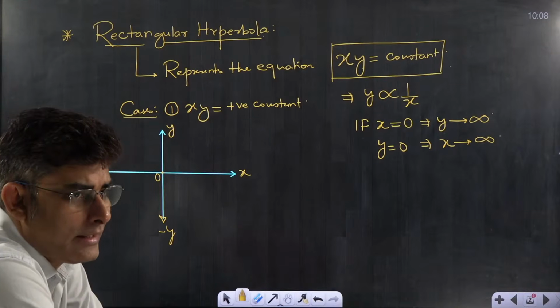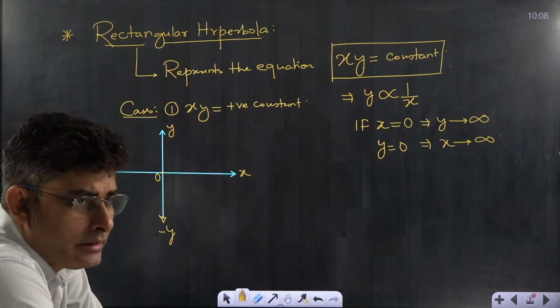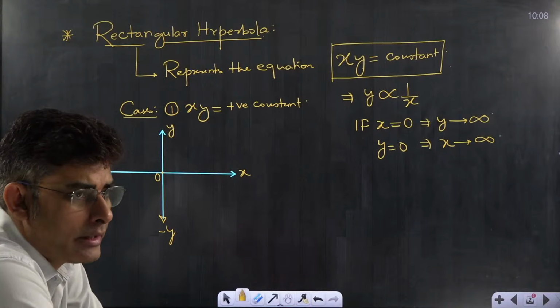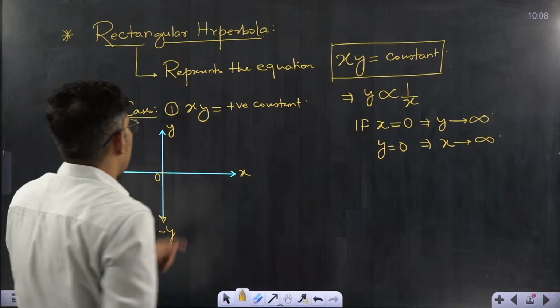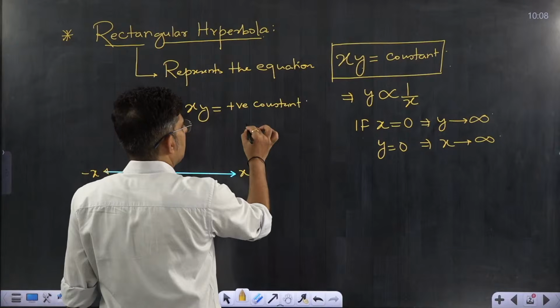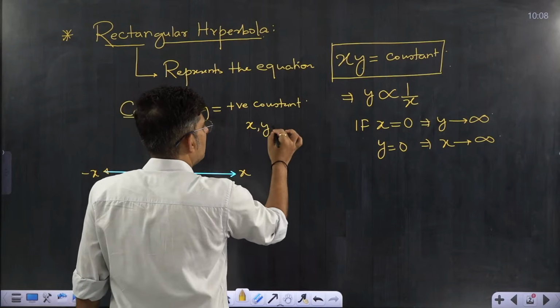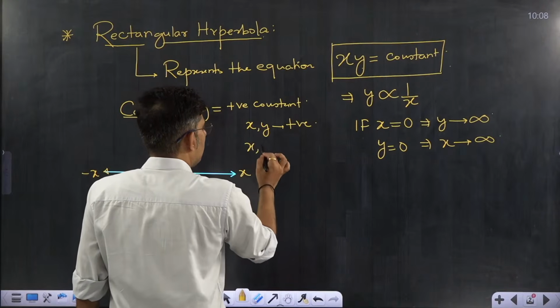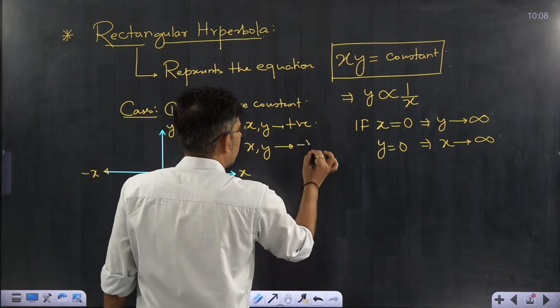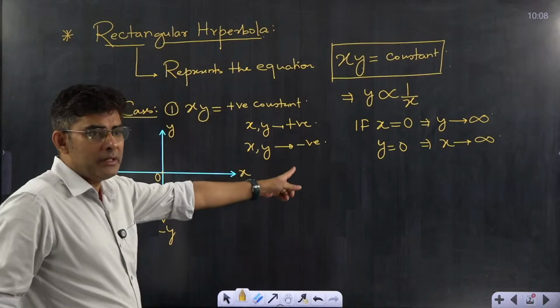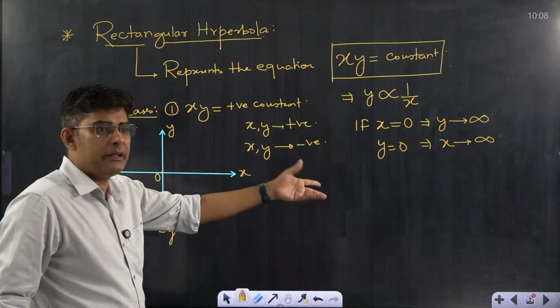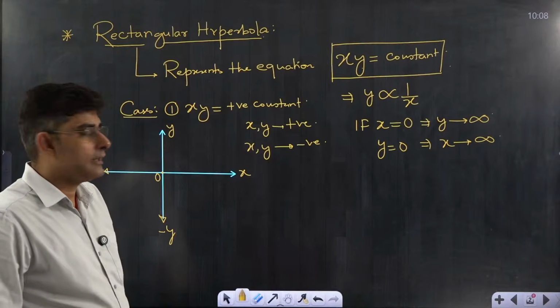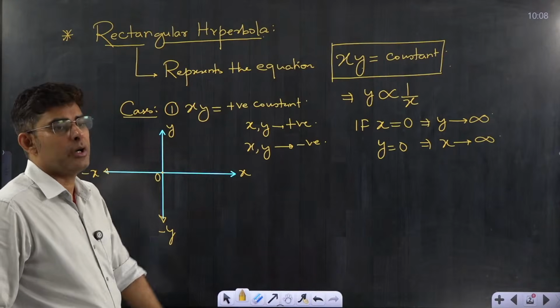Quadrant 3 also, yes, correct. Quadrant 3 also, beta. Why only first quadrant? x into y is a positive constant. Two possibilities are there, na? That is, x and y both positive, and x and y both negative. If you multiply two numbers which are both negative, then also you will get a positive product. So the correct answer is first and third quadrant.